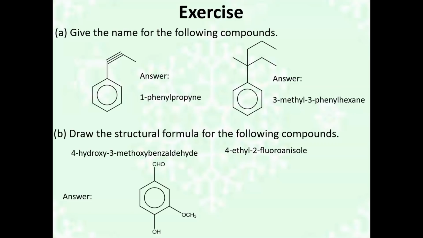Next, the parent name is anisole. Anisole is benzene with a methoxy group, OCH3, attached to it. Then we have ethyl, CH2CH3, at position 4, and fluoro, F, attached at position 2. So this is the answer.